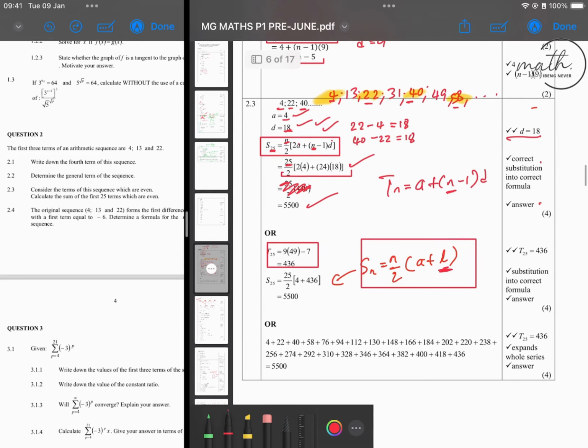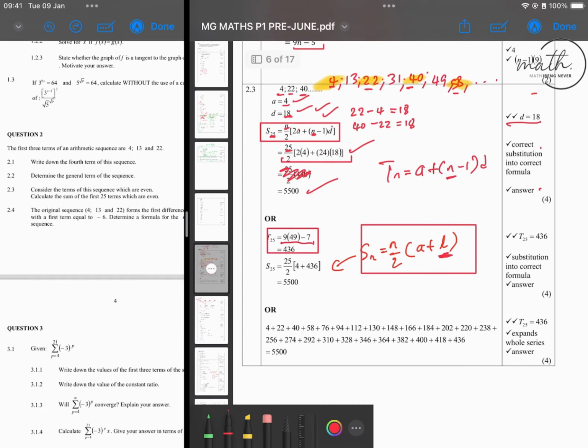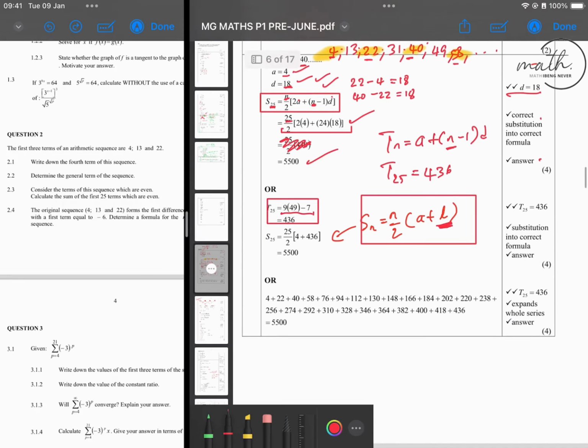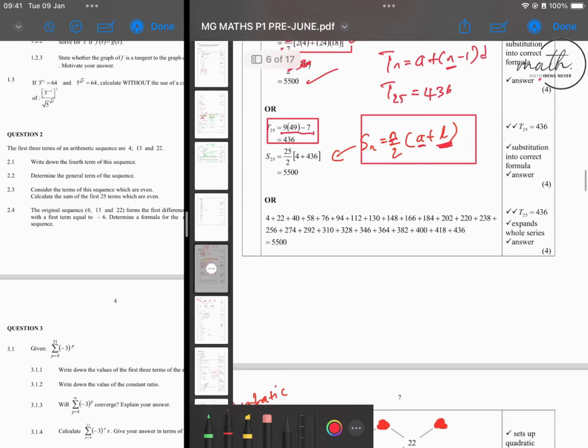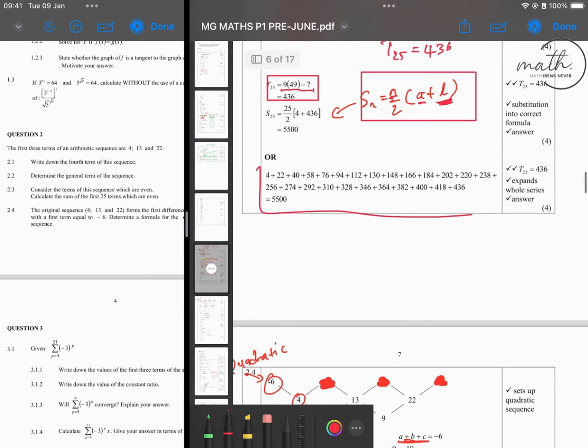So yeah, I'm not sure what we're doing here. But where you see n, you put 25, and you're going to get that T25 is going to be 436. Then you take that 436 and put it here. That's what they did. a is still 4, n is still 25. The other one is just doing it manually.